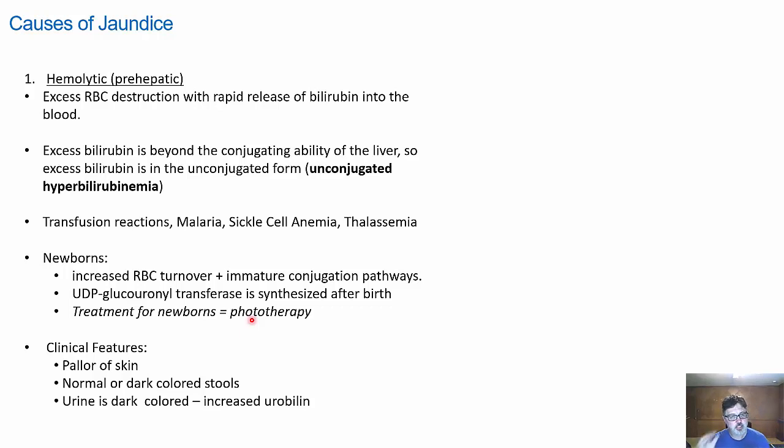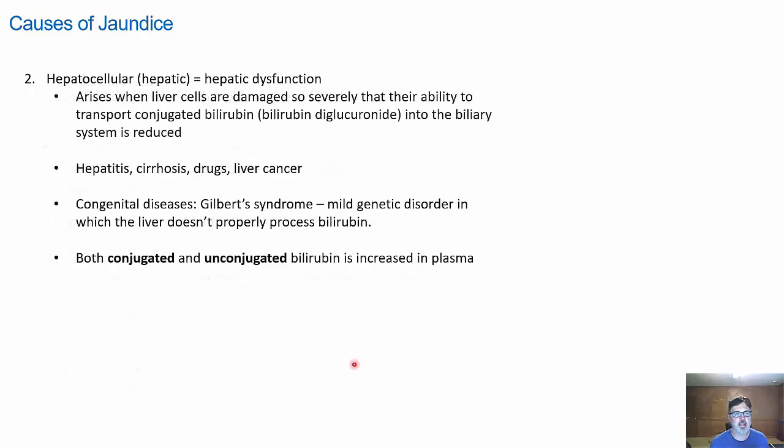So some of the things that you'll notice for hemolytic jaundice, you're going to have this pale skin. Also, because you're going to have these unconjugated bilirubins, you're going to get normal or dark stools. A lot of that will be released into the feces. And the urine itself will be a dark color because you're going to have that increased urobilin, if you would.